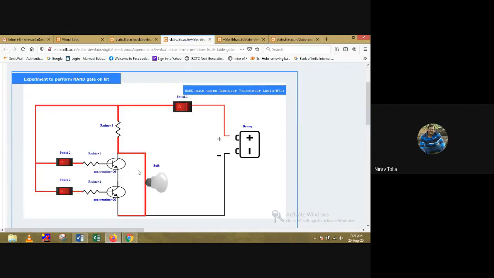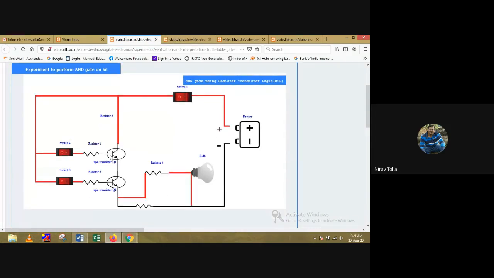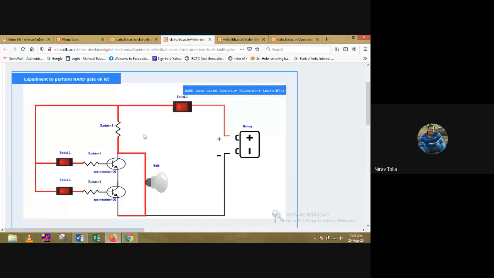See here, there is nothing changed in those two circuits. Before that, we were connecting the output after Q2, and for the NAND gate, we are connecting the output before Q1. So again, we have to realize the truth table. My truth table for the NAND gate is 001, 011, 101, and 110. So we will check that.